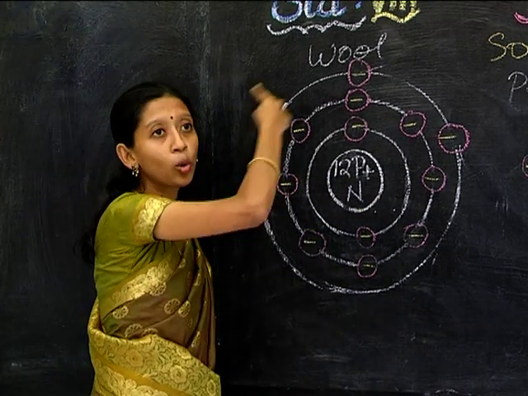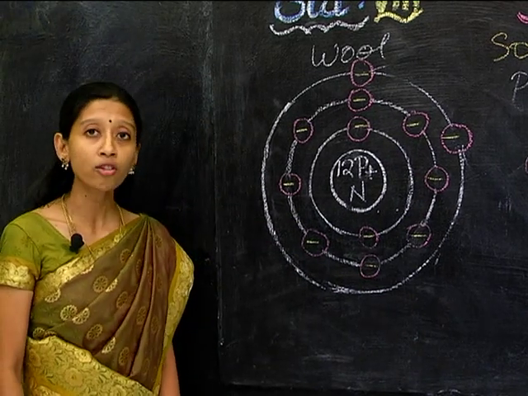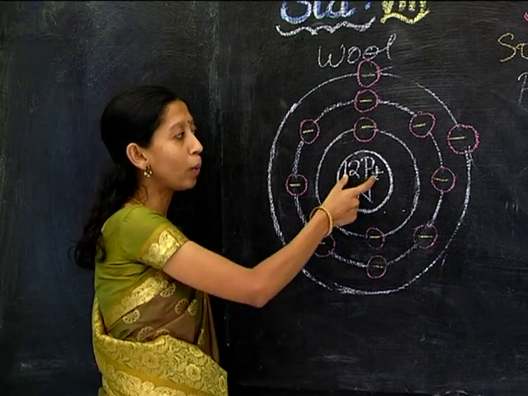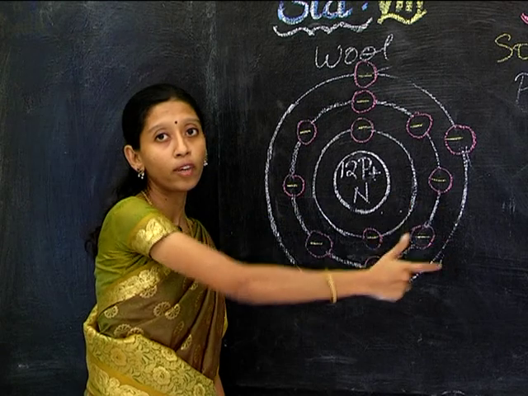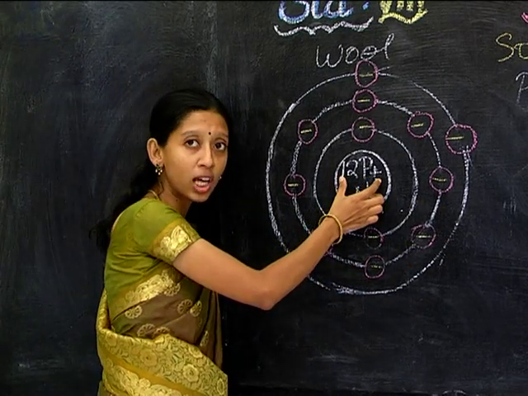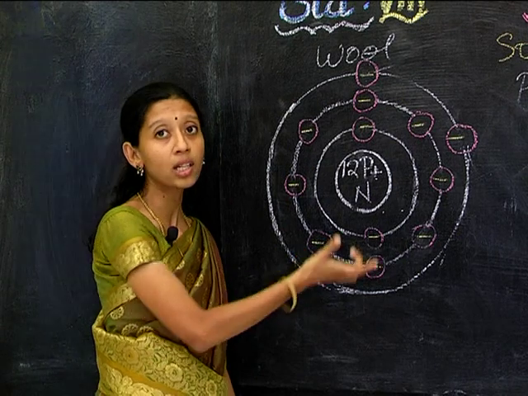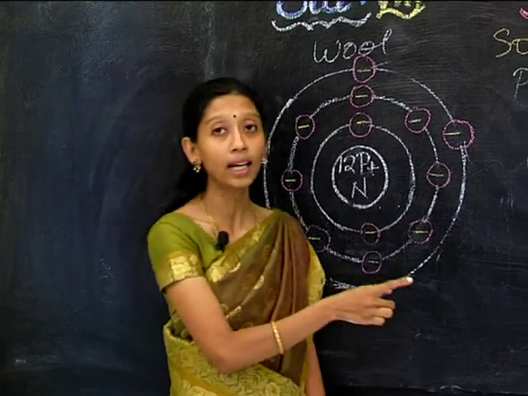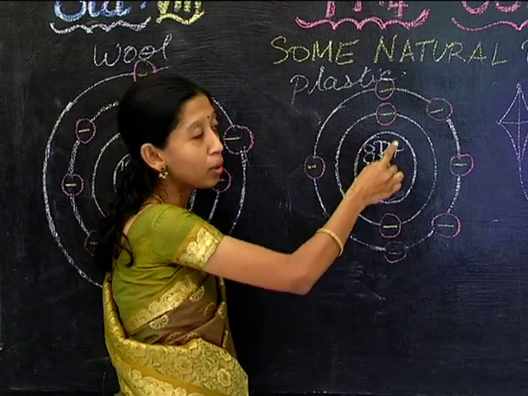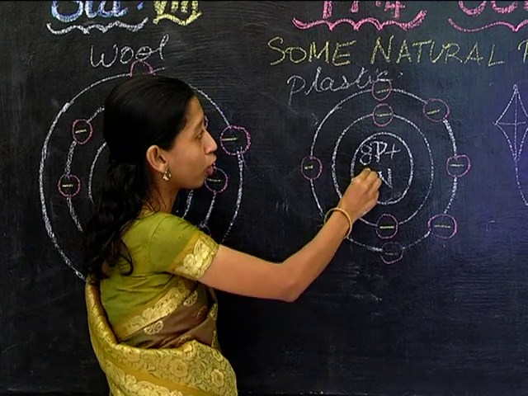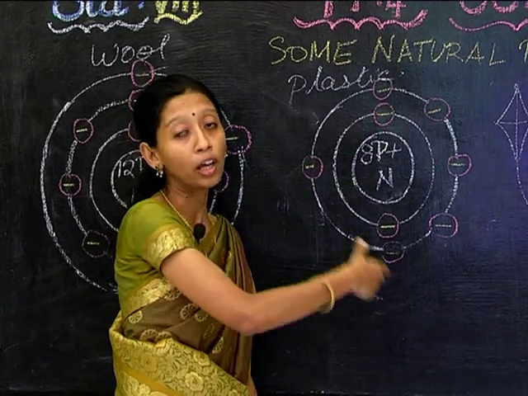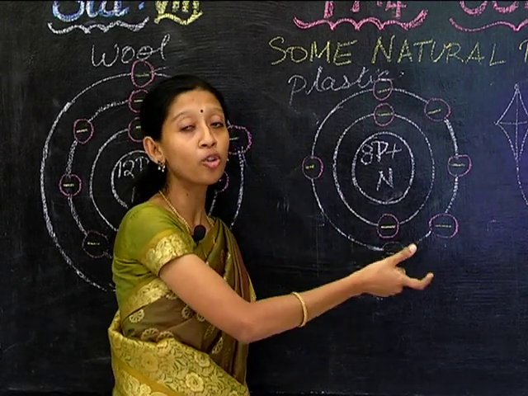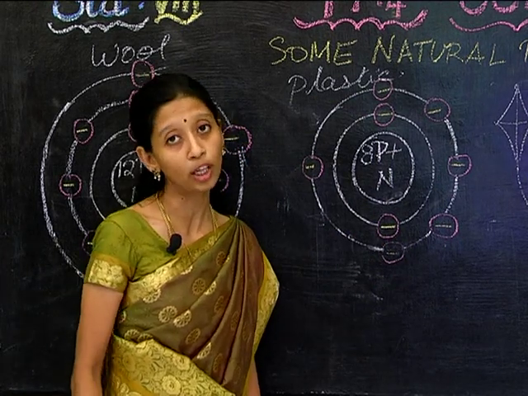Revolving around the nucleus you have the electrons. The electrons are negatively charged particles. In this atom, there are 12 protons and 12 electrons revolving around. So the 12 positively charged particles and the 12 negatively charged particles neutralize each other and the atom is said to be neutrally charged. If you take the second example, there are 8 protons, and revolving around the nucleus you have 8 electrons. So the 8 protons and the 8 electrons neutralize each other.